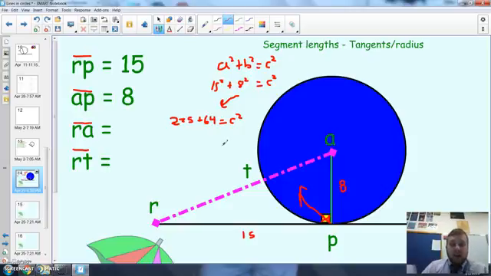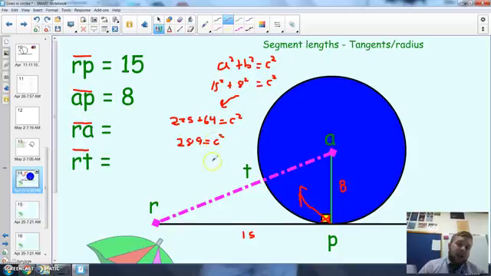Okay. 225 plus 64 equals 289. Alright. So 289 is c squared. Now this takes a long time.